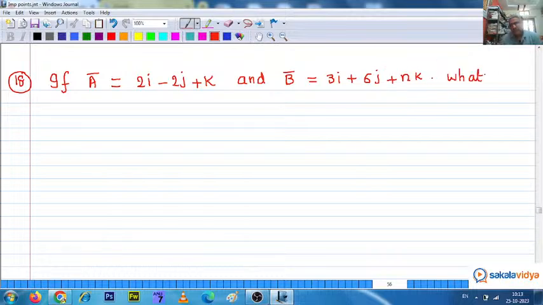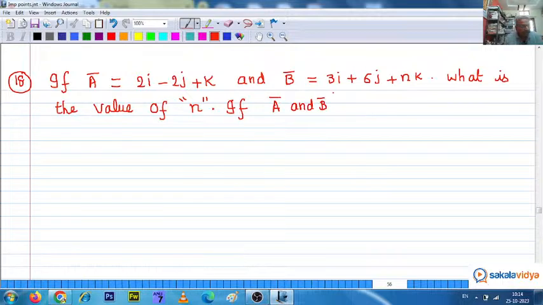What is the value of n if a and b, that means a bar and b bar, are at right angles to each other?